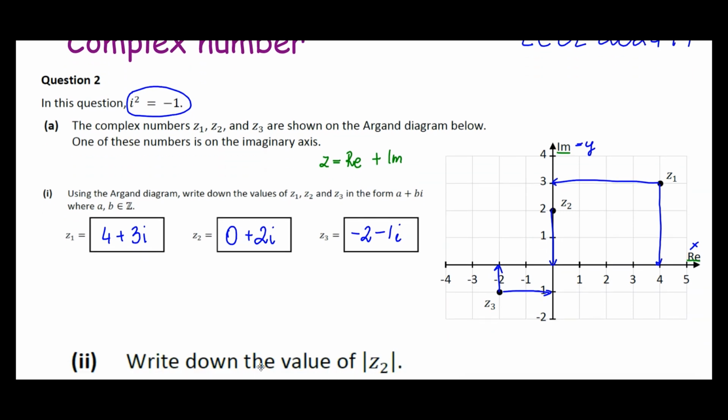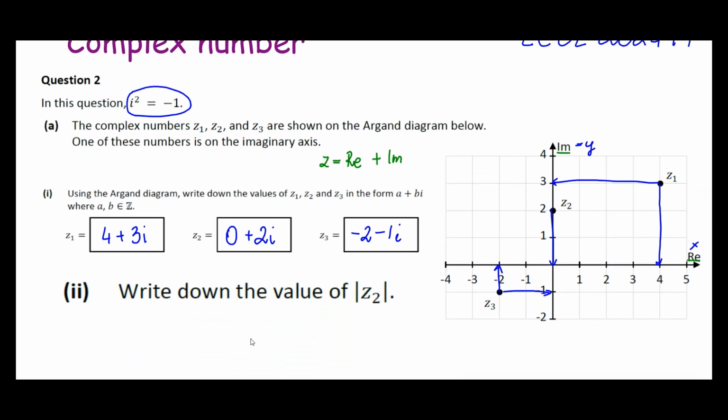Okay, and then the next part of this question. Here it is saying, write down the value of |z2|. So I need to understand, what does that mean? When you have this bracket, which is the absolute value bracket, it means a distance. In the context of complex numbers, it is the distance from the complex number to the origin. The origin is (0, 0). So that's the distance.